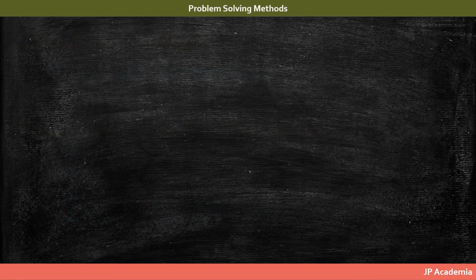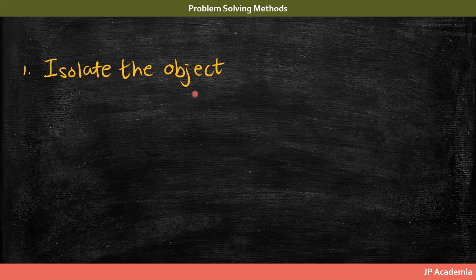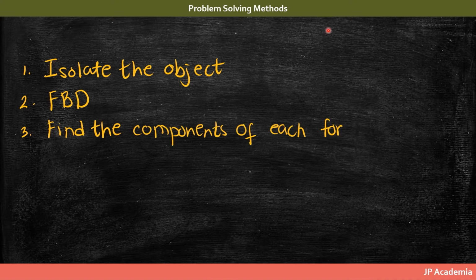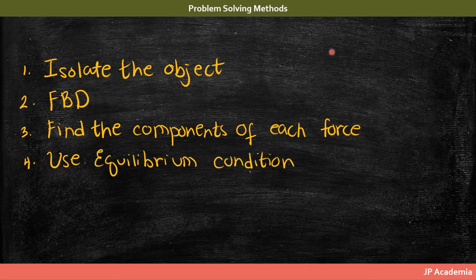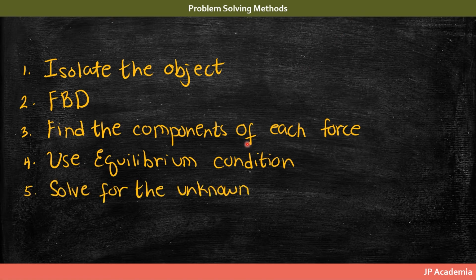Generally, we can solve problems for equilibrium under the action of concurrent forces using the following steps. First, isolate the object given in the problem. Second, draw the free body diagram. Show all the forces present in the problem. Third, find the components of each force with the help of your free body diagram. Commonly, we have two-dimensional problems, so we have x and y components. Fourth, use the equilibrium condition shown earlier. And last, of course, solve for the unknown. Can be the weight of an object or a certain force.